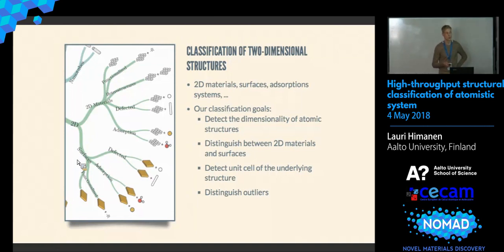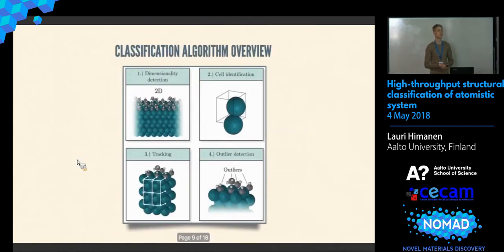I'm going to talk about our practical implementation of doing something like this for two-dimensional structures. So we're going to focus on this 2D branch of the materials genealogy. And in here we have 2D materials, surfaces, adsorption systems, and so on. And our particular classification goals are that we first have to detect the dimension in order to end up in this 2D branch.